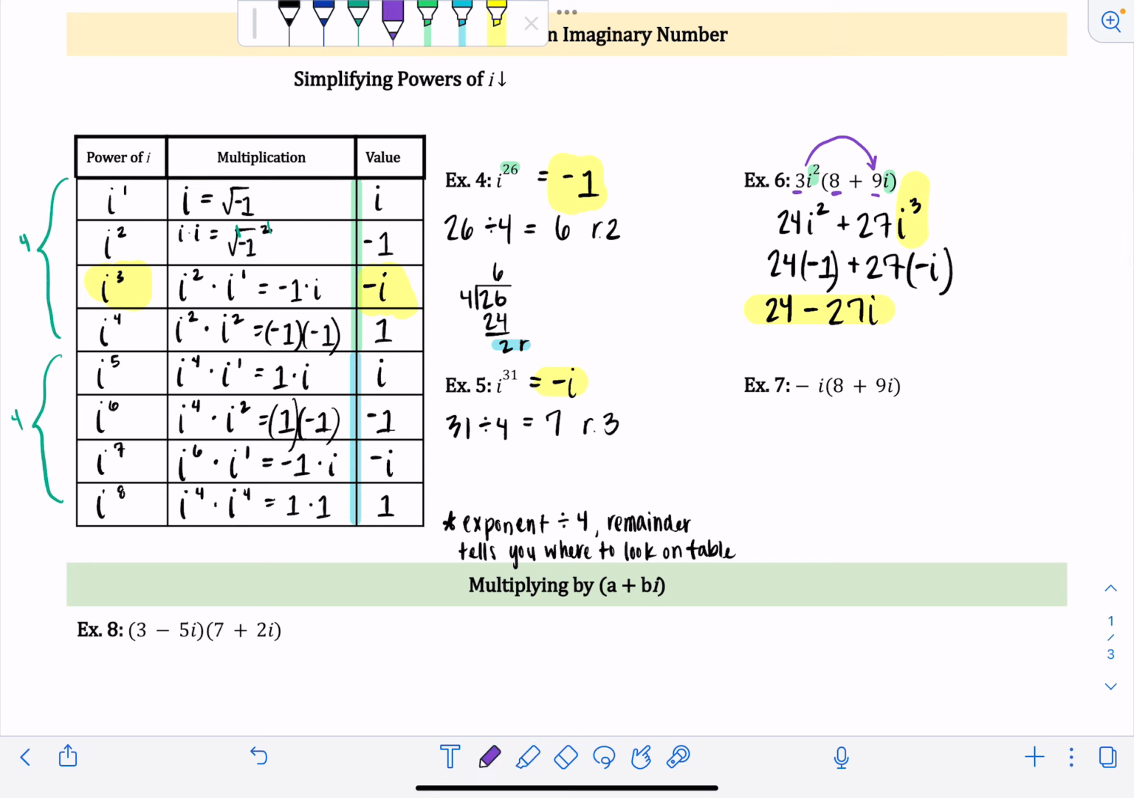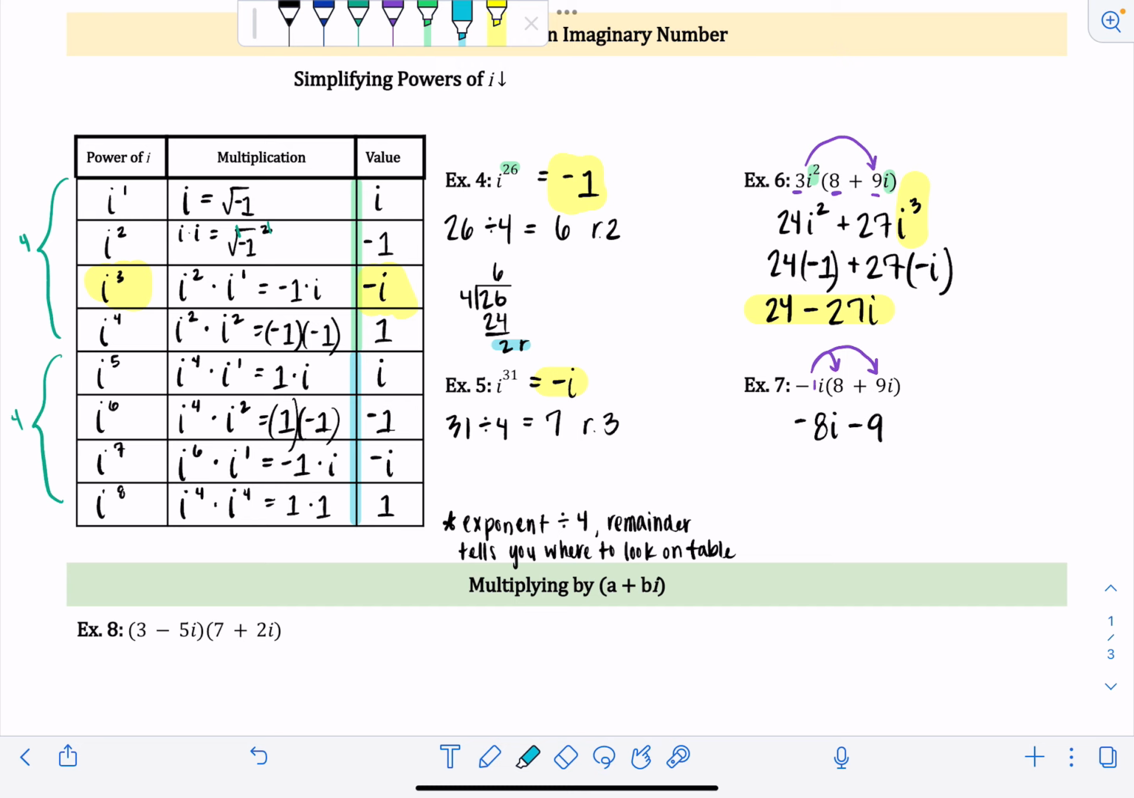And then example 7, I would pause here and see if you can work this one out on your own and then check your answer after. So I'm going to go ahead and take this -i and distribute it to both the terms inside the parentheses. So -i times 8 is -8i, and then -i times 9i. A negative times a positive turns negative. And this is just like a 1i, so it would stay 9. It would just be -9 now.